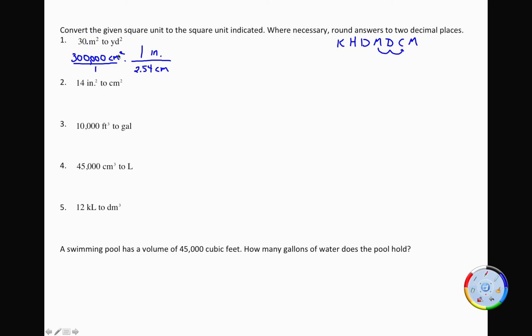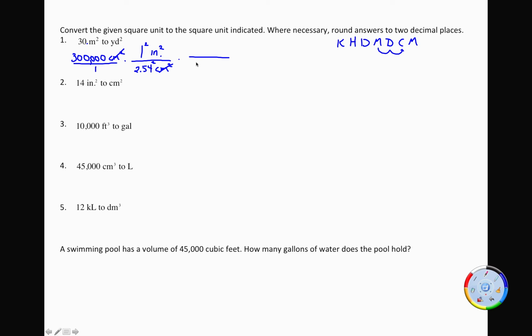This isn't a complete conversion though. I've got centimeters squared and plain centimeters, so I've got to make sure that I account for that and square this unit fraction. Okay. Now I'm in square inches, but I want to go to square yards.